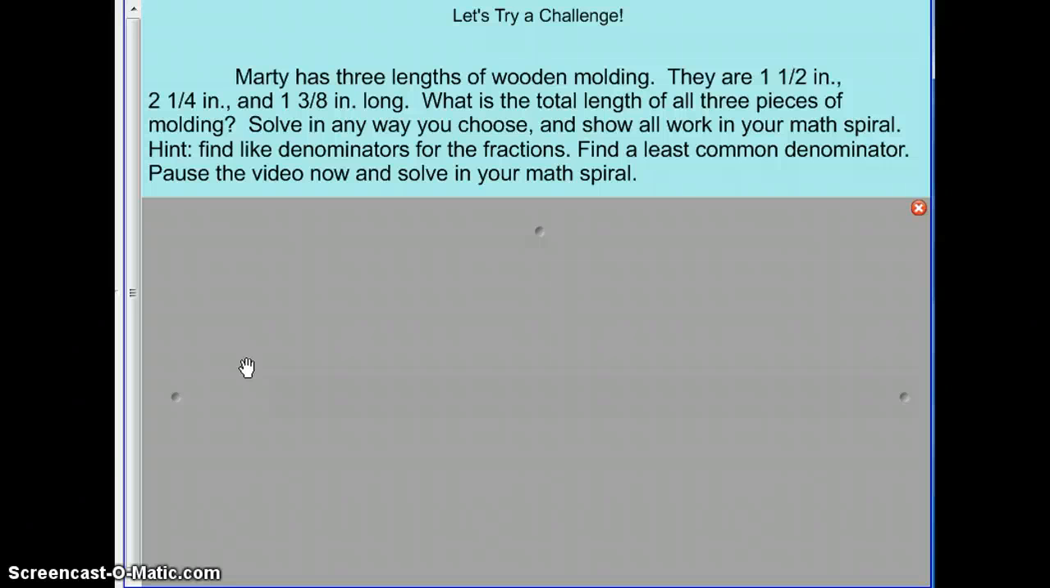Solve in any way you choose and show all your work in your math spiral. Hint: find like denominators for the fractions. Find the least common denominator by listing out your multiples. Pause the video now and solve in your math journal.